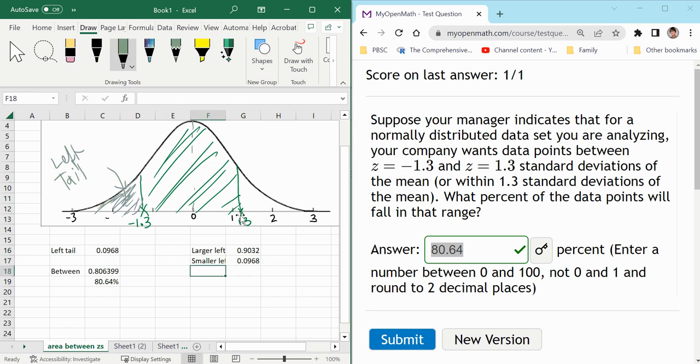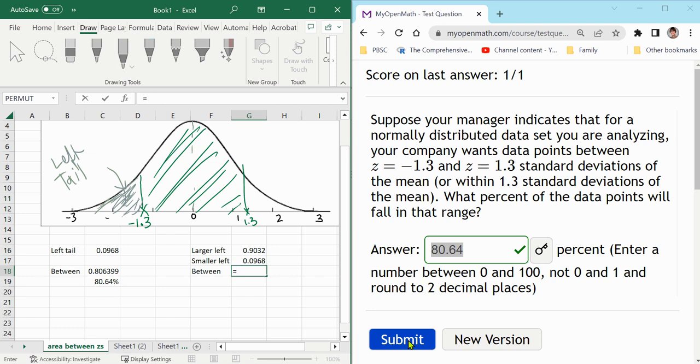And so now we have the larger left area and the smaller left area. And to find the between area, we subtract the larger left area minus the smaller left area and find that we get the same answer as we did with the first approach.